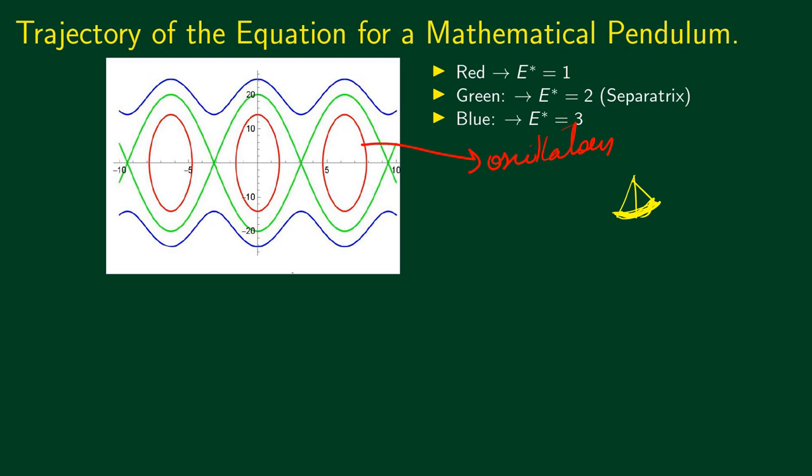Blue corresponds to another value of E star, a higher energy. If E star is equal to 3, which is above the maximum potential energy, you see that it's an unbounded motion. For example, the pendulum would rotate. If you give sufficient energy, it will just keep rotating. This rotation corresponds to the blue phase space trajectory. This corresponds to rotation of the simple pendulum. In between is the critical behavior, the separatrix. This is the separatrix.